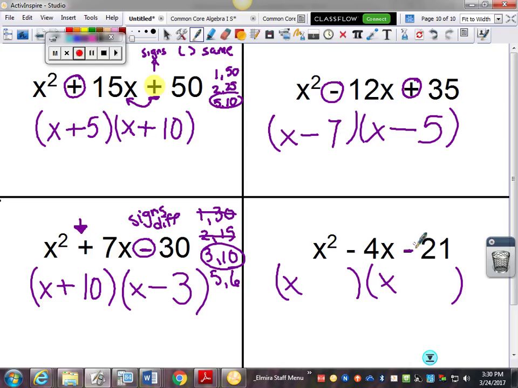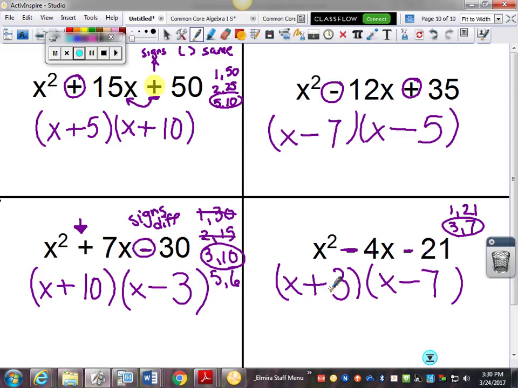21 is a minus. That tells me the signs are different. And the order of the signs doesn't matter. It's the order of the numbers that's going to matter. And I need numbers that multiply to 21 and subtract to 4. So 1 times 21 or 3 times 7. Well, 3 and 7 subtract to 4. Now this time the b term is minus. So the 7, the larger number, will go to the minus. And the 3 will go to the plus.